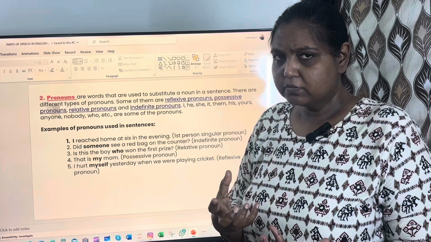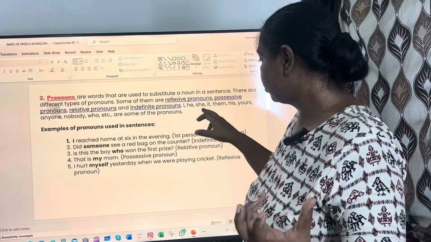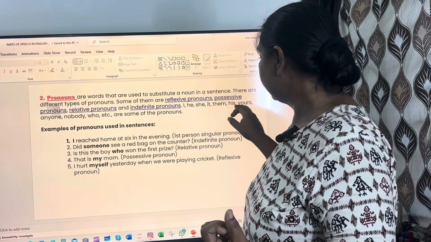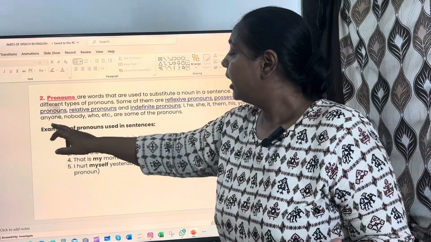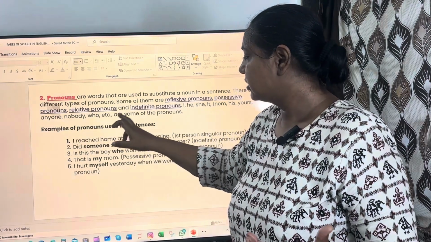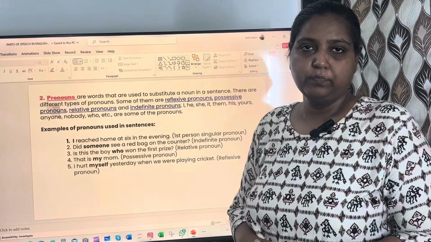What are the examples of pronouns? I, he, she, it, them, his, yours, anyone, nobody, who, etc. are some of the pronouns.